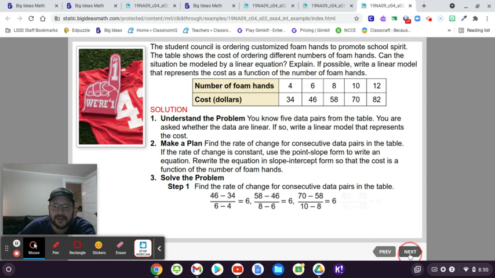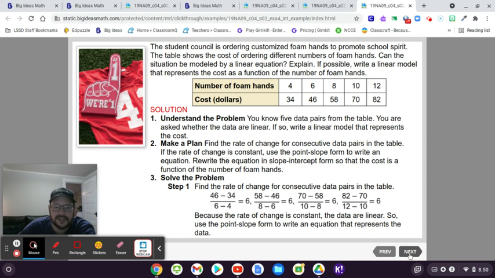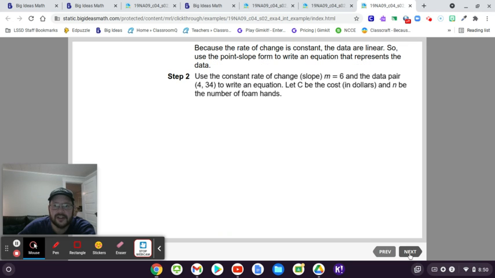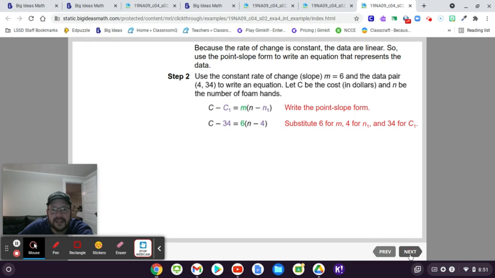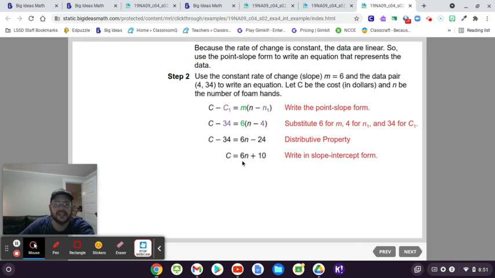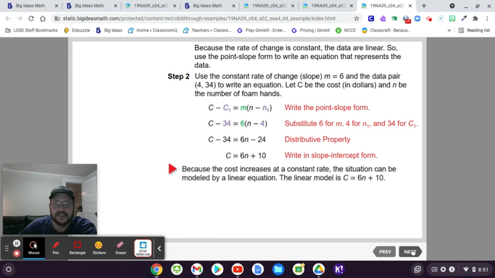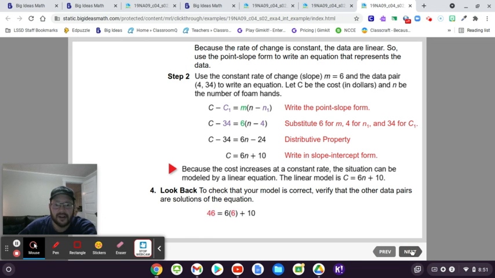So we have a slope of 6, which they've firmly established several times here. And then you can pick any point. If you use the first point, you're using (4, 34). Then you plug that into the formula, and you get this, which you then add 34 to each side. And you get C equals 6n plus 10. And then you would answer some questions on your big ideas that would involve your equation.